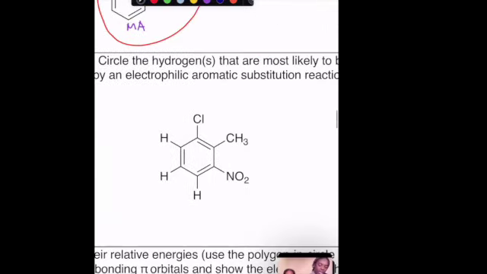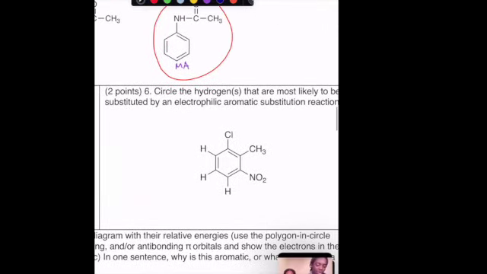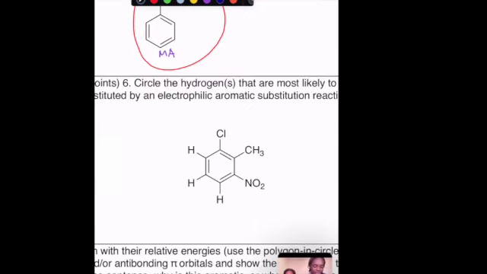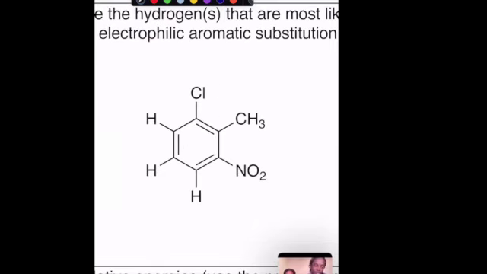Okay, next we have: circle the hydrogens that are most likely to be substituted by an electrophile. Same question, basically. Cl is a deactivator. CH3 is an alkyl group, which is a weak activator. And then NO2 is a strong deactivator. So of these three, which is the strongest activator? The weak activator, so it's going to direct.